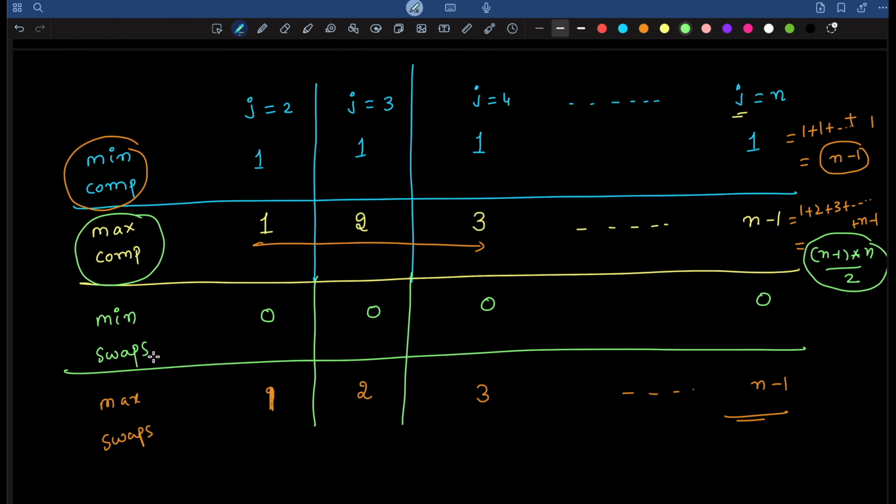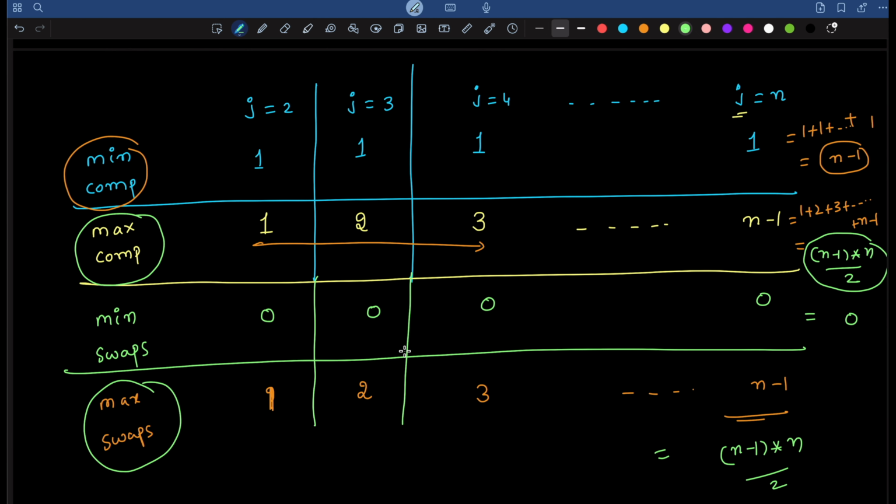And what about the minimum swaps? You just need to add all of them. So 0 plus 0 and so on, you will get the value 0. What about the maximum number of swaps required here? Again, you just need to add all of them: 1 plus 2 plus 3 and so on, up to n minus 1. So you get the value n minus 1 into n by 2. These are my maximum number of swaps required.